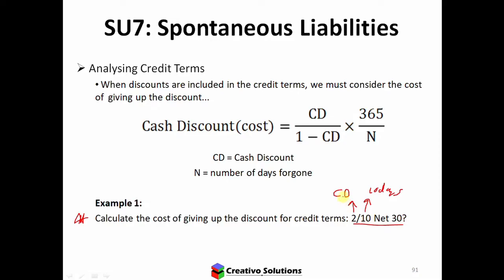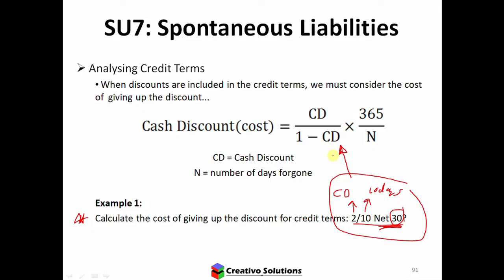And if you don't use the discount in 10 days, then you have to pay the net amount, which is the full amount, in 30 days. That's how you read it. So businesses quote terms like that: 2, 10, net 30. So a 2% discount if you pay within 10 days, and if not, you have 30 days to pay. Can you substitute those values into that formula?